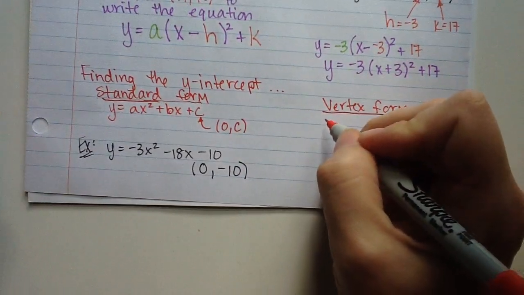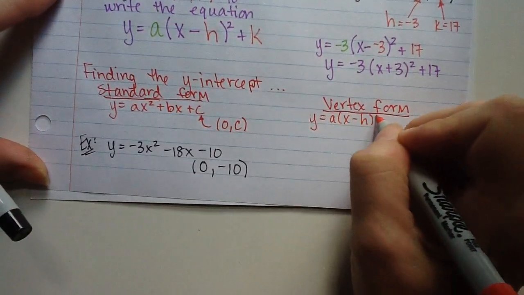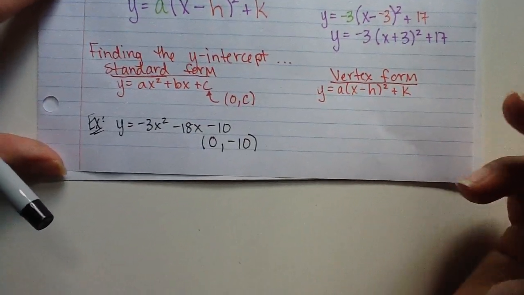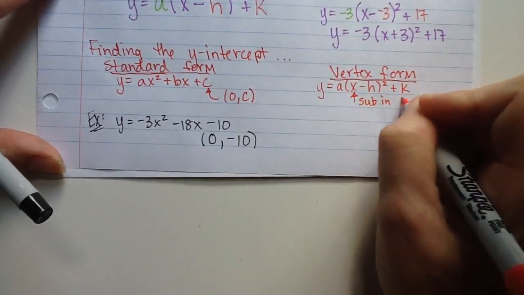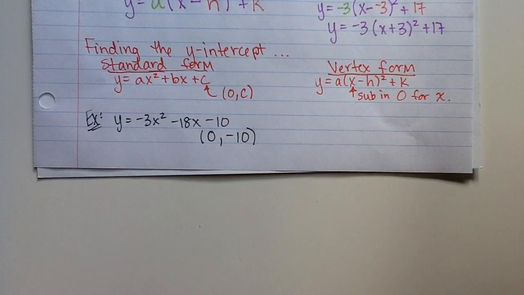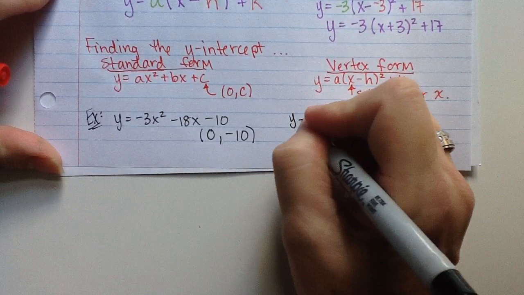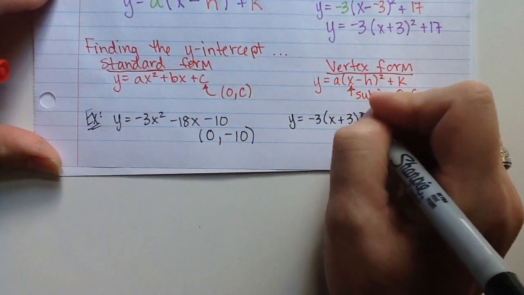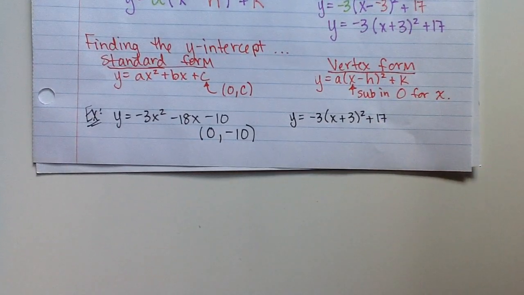Now in vertex form, which was y equals a times (x minus h) squared plus k, the way we're going to find the y-intercept is we are going to sub in 0 for x. So this is going to be a bit more work. So from our example, we had y equals negative 3 times (x plus 3) squared plus 17. So we're going to sub in 0 for x.